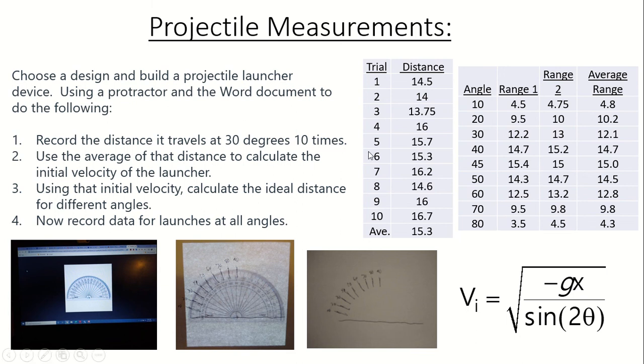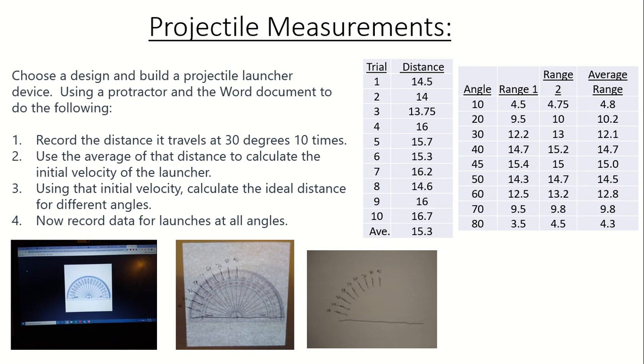So you do that first. Then you take this average right here and you plug it into this formula right here. That will give you your initial velocity, okay? Then you take that initial velocity and you plug that into the other one.